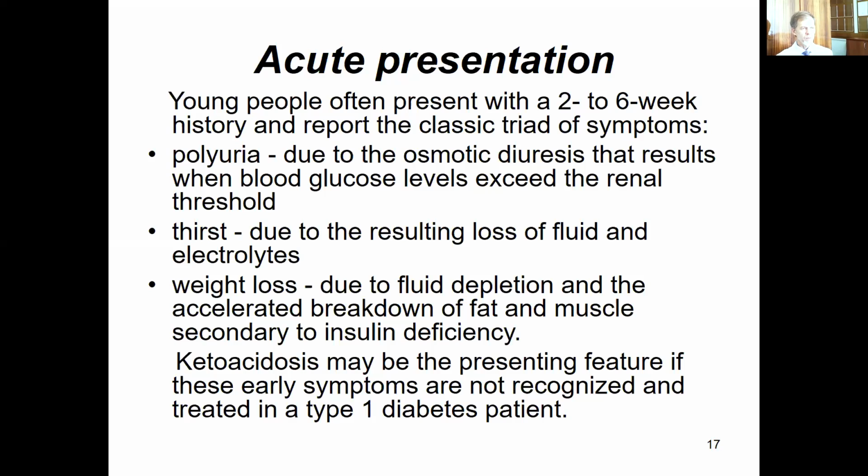So young people, and you know that diabetes type 1 is diabetes of young people, often present a 2 to 6 weeks history and report the classic triad of symptoms. What is this triad of symptoms? This is polyuria, polydipsia, feeling thirsty, and weight loss.